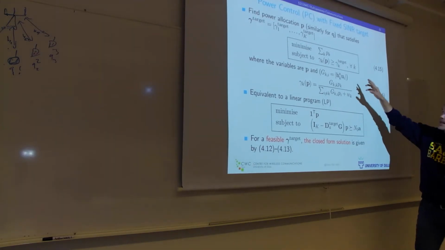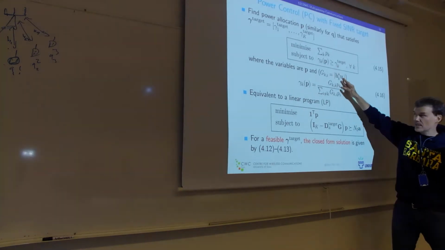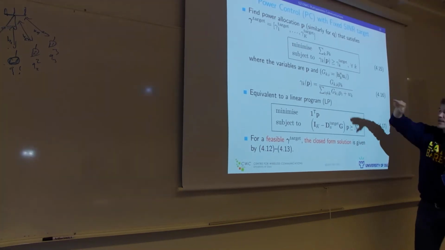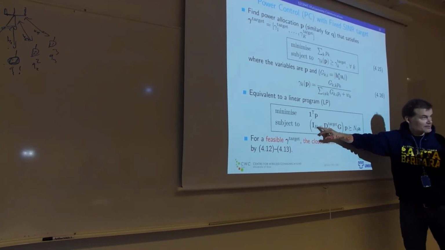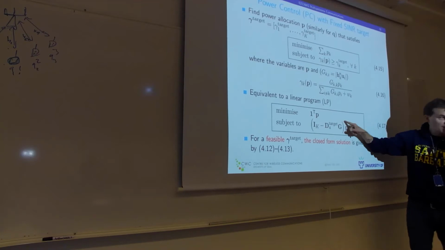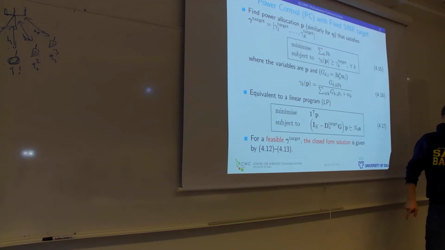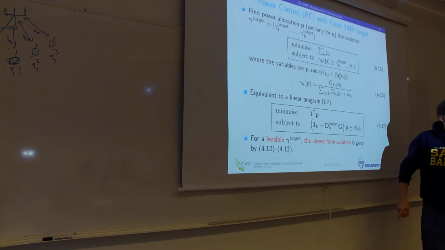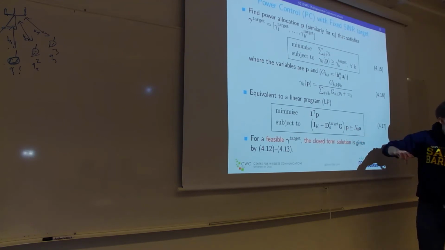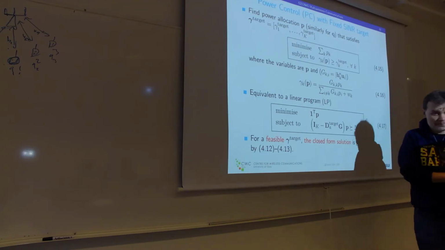If the gamma target is feasible, meaning that there is a finite power that can reach this gamma target, we can solve for q just by inverting this matrix. Feasibility means that this matrix has to be invertible. If it happens to have one zero eigenvalue, then its inverse is infinity, right? Meaning that the power goes to infinity, right?